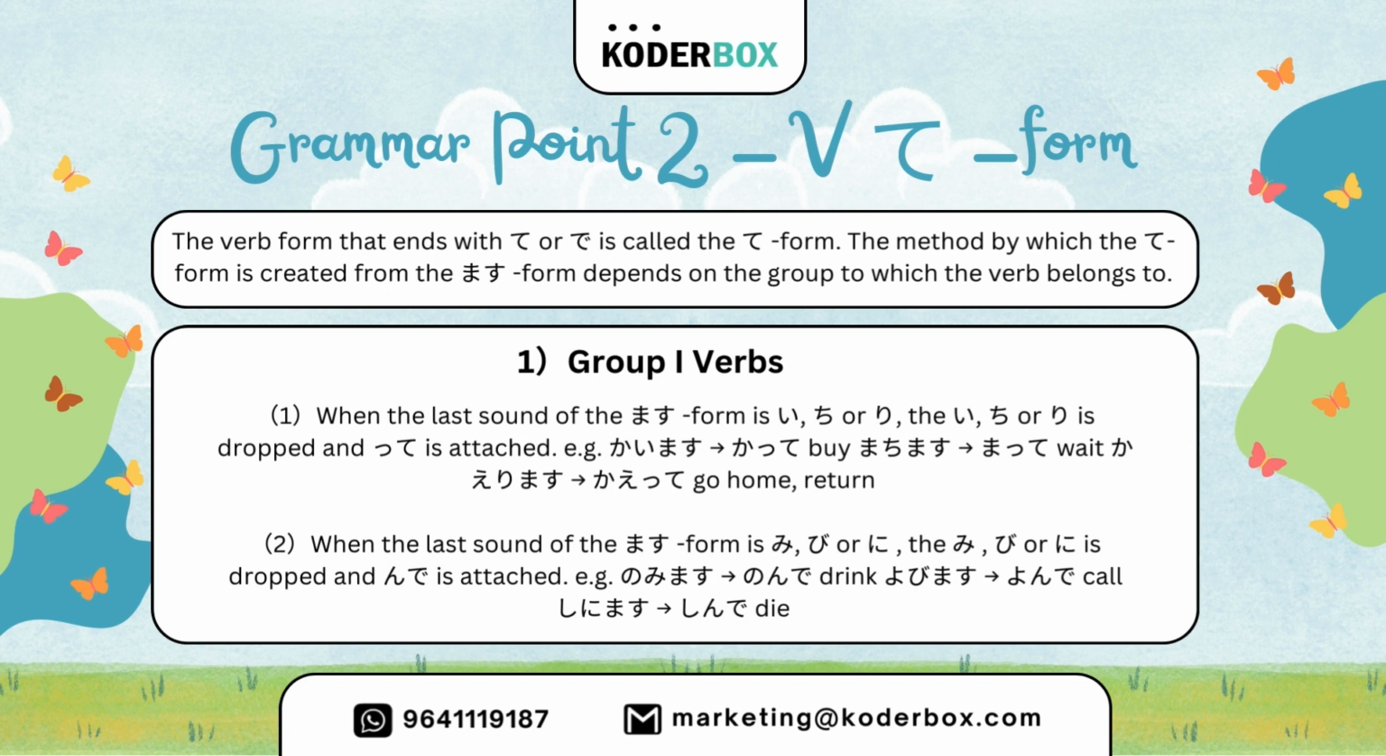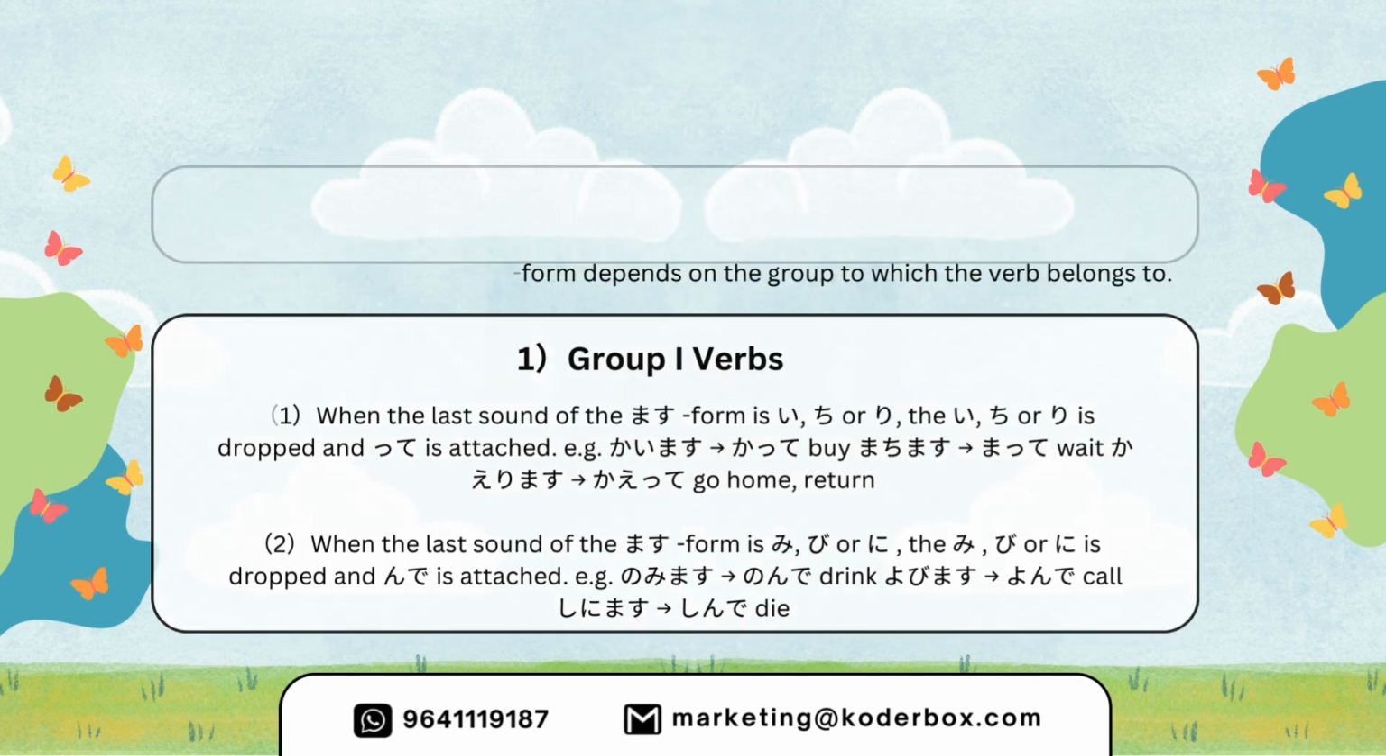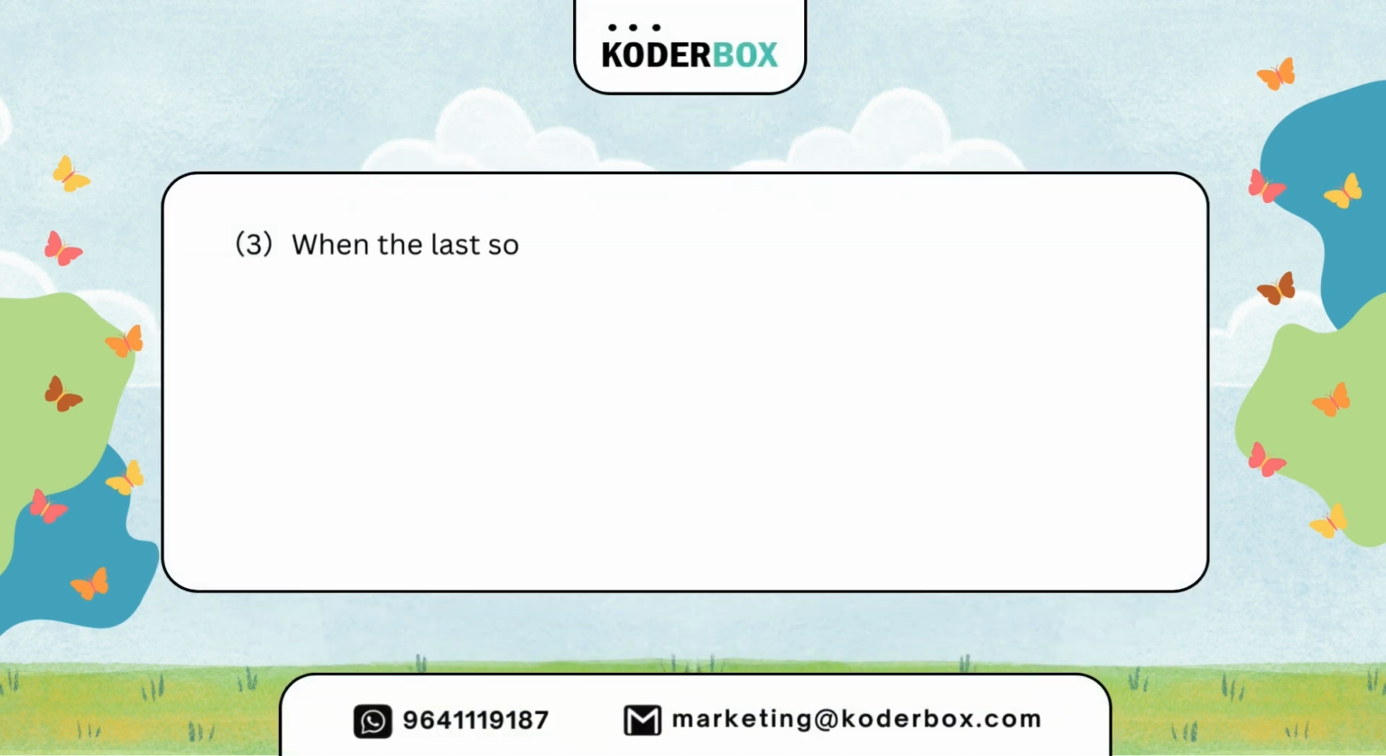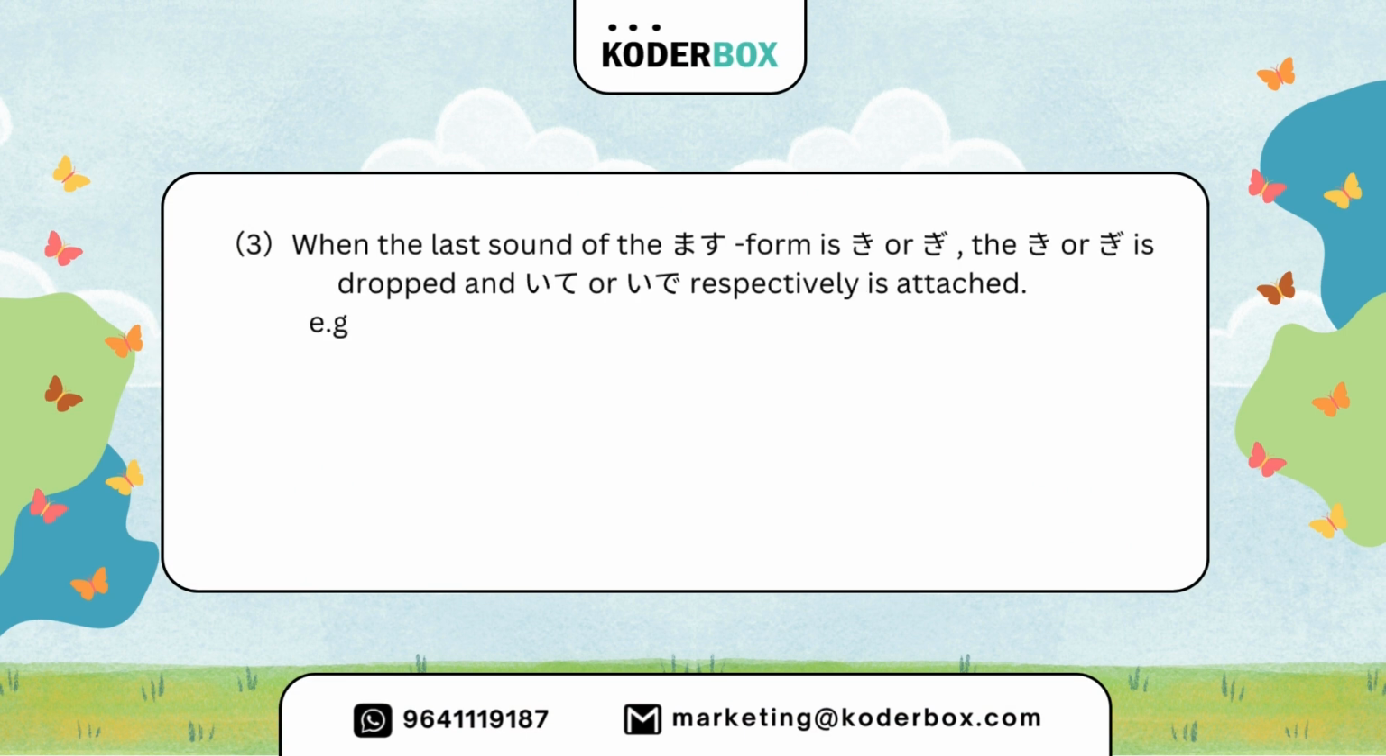Second, when the last sound of the masu form is mi, bi or ni, the mi, bi or ni is dropped and nde is attached. Example: nomimasu, nonde, drink. Yobimasu, yonde, call. Shinimasu, shinde, die.